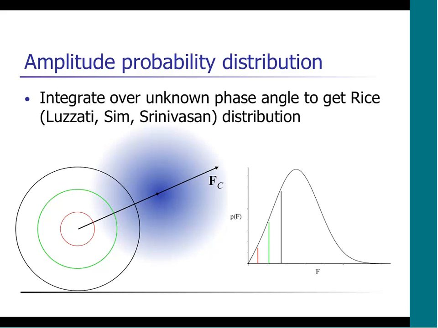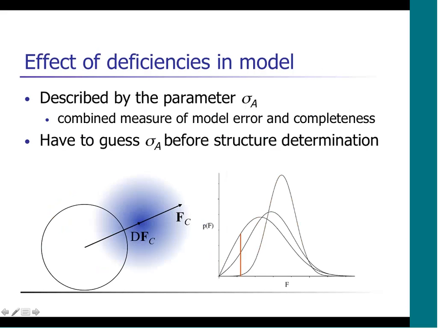Now, one thing that goes into this likelihood target, if it's a rotation search, is the uncertainty of adding up the different molecules in the unit cell. If we have a model that we calculate structure factors from, then that model will have errors, and the errors will determine how precisely we can predict the true structure factor. And we describe the deficiencies in the model by a parameter called sigma A, which is a measure of the model error, RMS error of coordinates, for instance, and the completeness of the model. The larger sigma A is, the more precisely we can predict the structure factors, and the tighter the probability distribution is. The lower it is, the less we can predict it. And before we've done molecular replacement, we have to guess what sigma A will be.